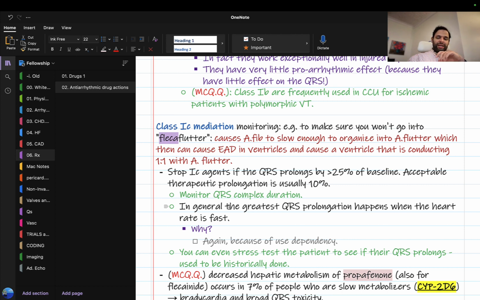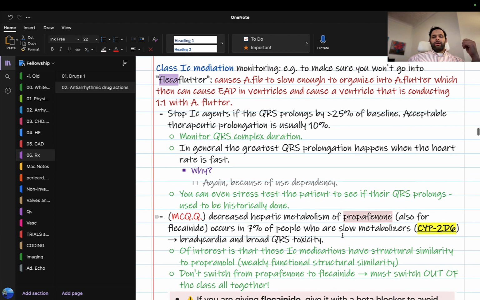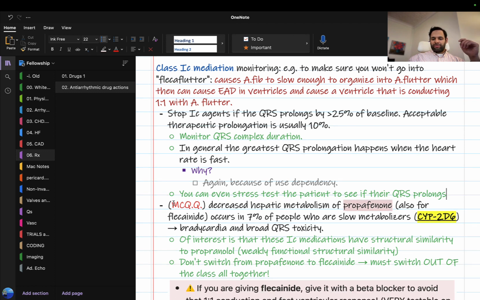In general, the QRS prolongation happens when the heart rate is fast. Why? Again, because of use dependency, because this is a sodium channel medication. You can even stress test the patient to see if their QRS prolongs to initiate this medication. This used to be done more historically. We still use it, just don't let the patient fall. Once you have enough prolongation of the QRS, you stop the test. You know that they're not a candidate for 1C.